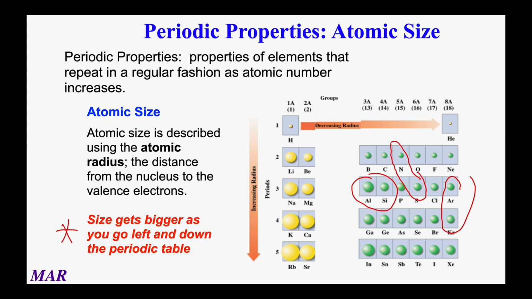Now, do realize that these are trends, and if you look at the actual numbers, they don't always pan out. If I remember right, iodine is smaller than xenon, and iodine's more left. So this is an overall trend. It's not perfect, but if you don't have Google on your phone or an internet connection, and someone asks you this question, you can still sound like you know what you're doing by using the idea that sizes get bigger as you go left and down on the periodic table.